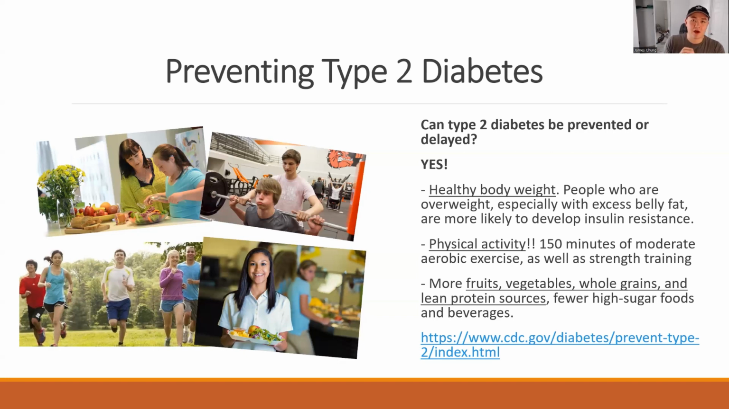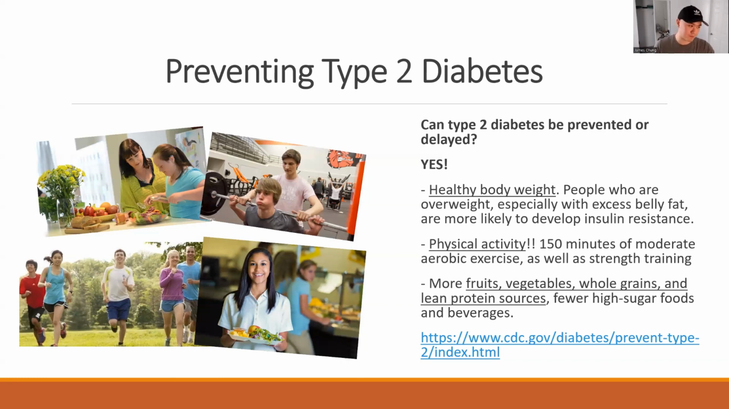Physical activity is another one that's kind of underappreciated. So 150 minutes of moderate aerobic exercise per week meets the guidelines for aerobic exercise, as well as a minimum of 2 strength training sessions per week that hit most of the major upper and lower muscle groups of the body. So this can also substantially decrease your risk for developing type 2 diabetes, as meeting these 2 criteria for physical activity.